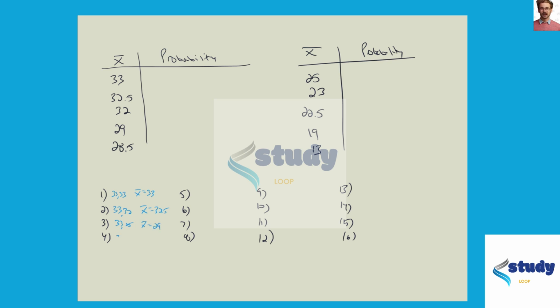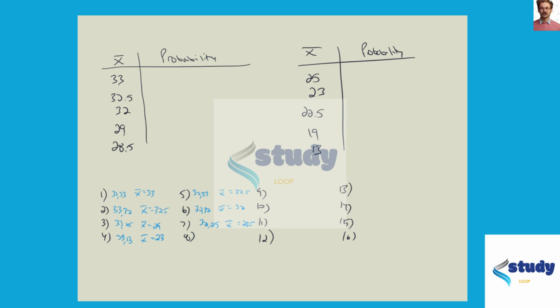You could draw a 33 and a 13, which would have a mean of 46 over 2, it would be a mean of 23. We're just adding them and dividing by 2. Sample 5 could be a 32 and a 33, which has a mean of 32 and a half. Then you could draw a 32 and a 32, which has a mean of 32. And you could draw a 32 and a 25, which would have a mean of 57 divided by 2, 28.5.